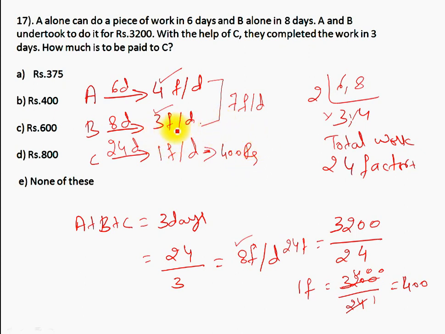And for B, if you multiply 400 into 3, that much amount he will get. And if in the question they ask for A, you can multiply 400 with 4, and that answer will come out for A. But in the question they are asking for C, so our answer for this question is B, rupees 400.